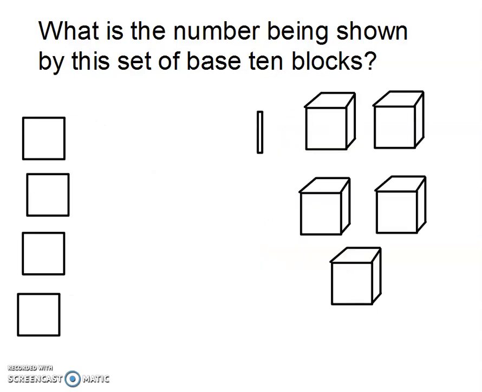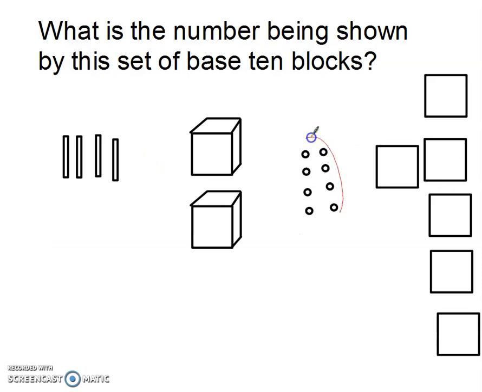Here we go. They're out of order and some are missing. There are no ones. 110. 1, 2, 3, 4 of the hundreds. And it looks like 5 of the thousands. 5,410. And last one.